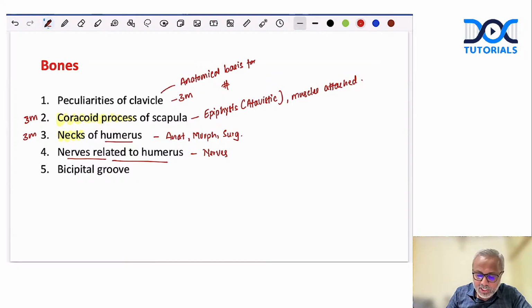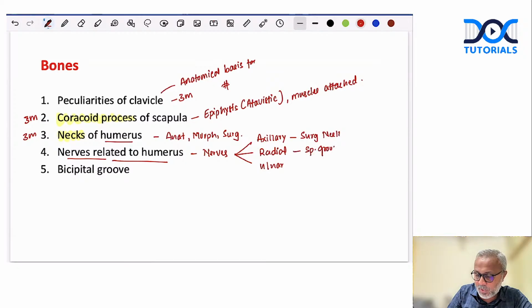So, nerves related to the humerus, remember, there are 3. One is the axillary nerve, then the radial nerve, and then the ulnar nerve. Where exactly are these related? For example, the axillary nerve is related to the surgical neck, the radial nerve is related to the spiral groove, and the ulnar nerve is related to the posterior surface of the medial epicondyle, right? So the nerve as well as where exactly it is related.